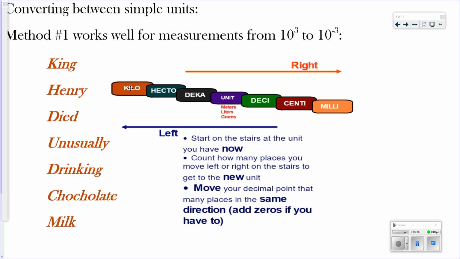And if I'm going down the stairs, I move the decimal to the right. If I'm going up the stairs, I move the decimal to the left. Left means the magnitude of the measurement is getting larger. If I move it to the right, that means the magnitude of the measurement is getting smaller because you're going from large units to small units. Let's see how to use this staircase.